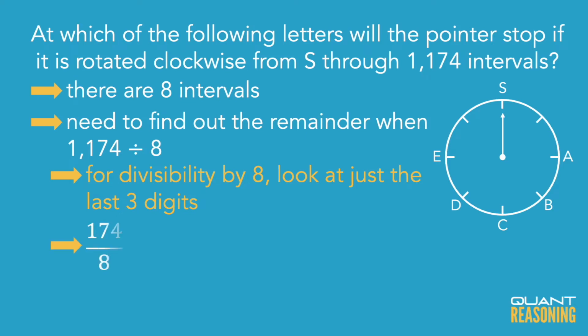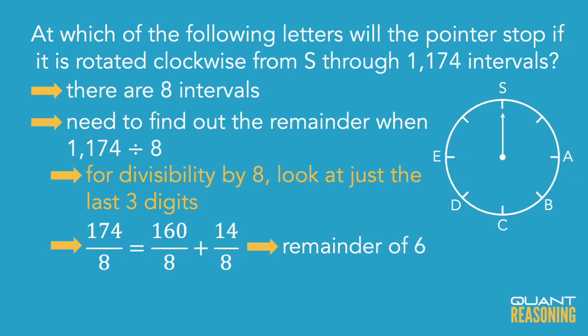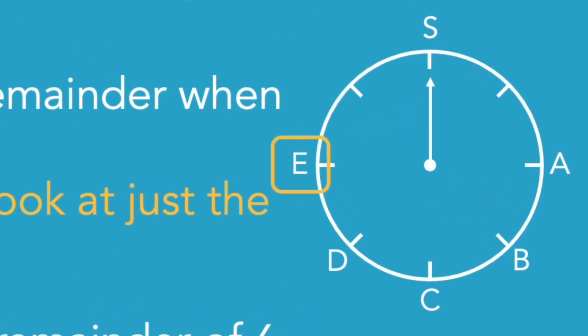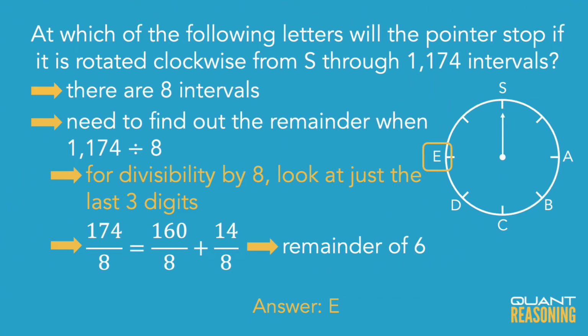So 174 divided by 8, I would break that down into 160 divided by 8 plus another 14 divided by 8. Now the 160 is not interesting because 160 is a multiple of 8, so it's not going to contribute a remainder. So we're just looking at the 14 divided by 8. That's going to give us a remainder of 6. So looking at the circle, going through 6 intervals, I see that we're going to end up at E, which is answer choice E.